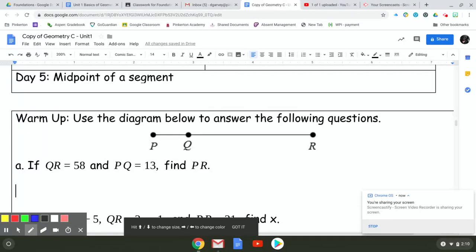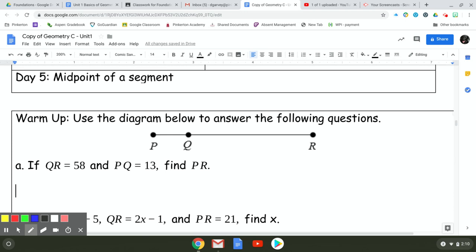Today we're going to talk about the midpoint of a segment. But you can see here now that we have a warm-up. So why don't you put it on pause and try the warm-up, and then I'll go over it with you.